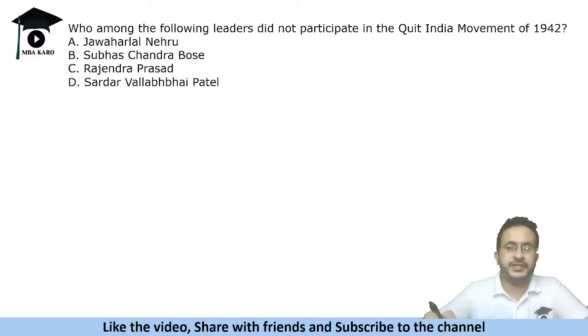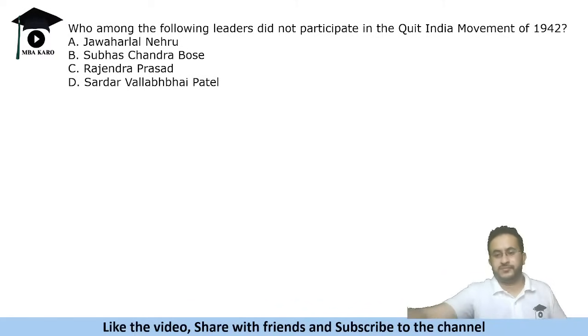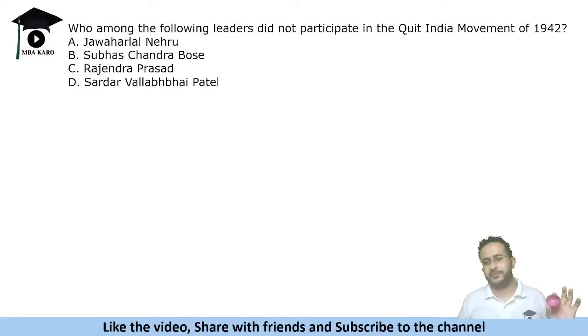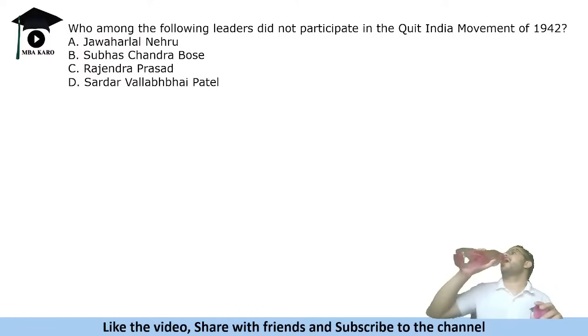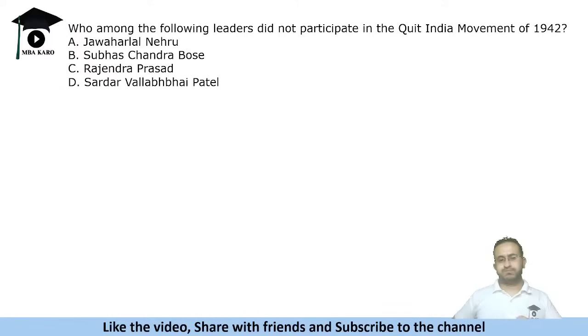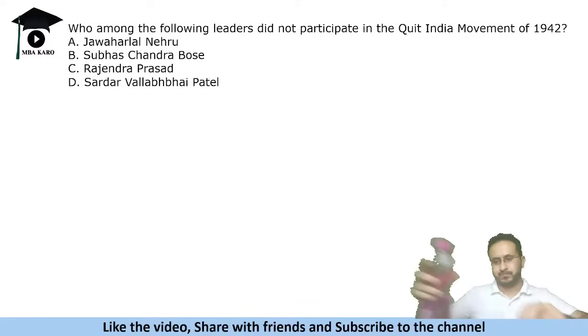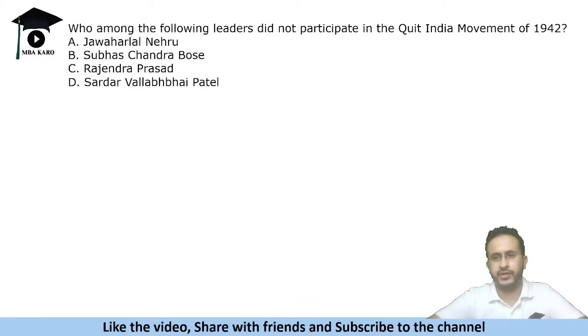Who among the following leaders did not participate in the Quit India movement of 1942? इसको logically आंसर कर सकते हैं. देखो हिस्ट्री में मोस्टली फैक्ट पता होने चाहिए, कभी कभी लॉजिक भी लग सकता है. Who will not be able to participate? So, like Subhash Chandra Bose did not participate. He was back then building the Indian National Army.